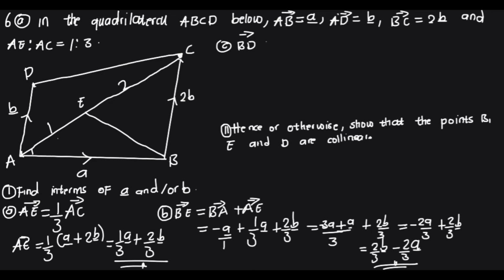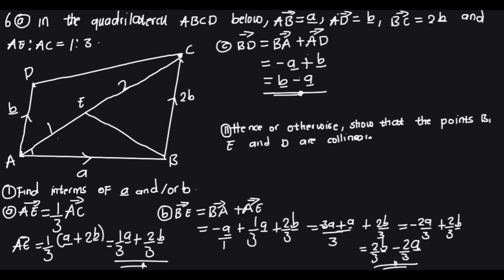Then let's move on to vector BD. So vector BD, we are moving from B up to D here. So for us to move from B to D, we are going to move from B to A, then from A to D. So that is the route we are going to use. So let's begin. BD is equal to BA plus AD. Now BA is against the arrow, so it's negative a. Then here we move toward the arrow, so we just get positive b. So it's positive b minus a.